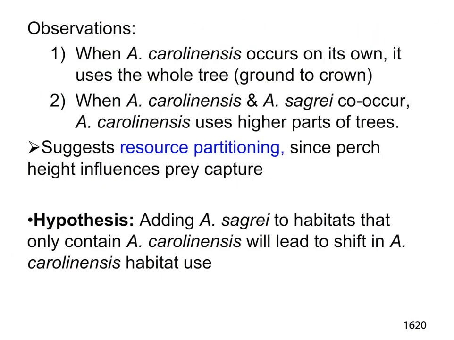Now, of the two species that we just introduced, remember that carolinensis is the one that is native. What researchers found is that when it occurs on its own, it uses the whole tree, all the way from the ground to the crown. But when carolinensis and sagrei co-occur, carolinensis only uses the higher parts of the trees. Because of that, this suggests resource partitioning. The reason is that perch height seems to influence prey capture. So the hypothesis is that adding this invader to habitats that only contain carolinensis will lead to a shift in their habitat use.